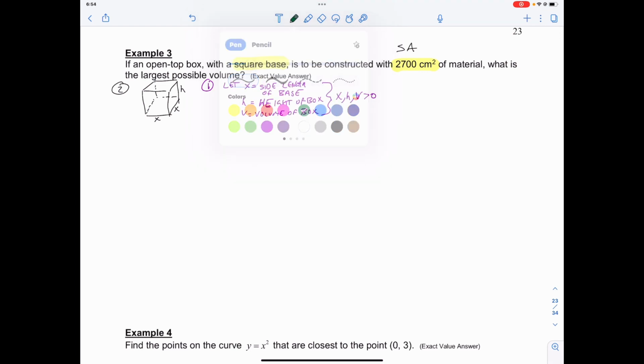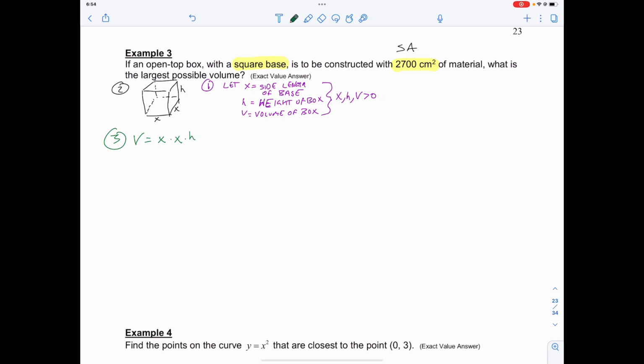Now, we know that volume is equal to length times width times height. But in this case, the base of the box is a square, which means that this would just be x times x times h, or x squared times h.